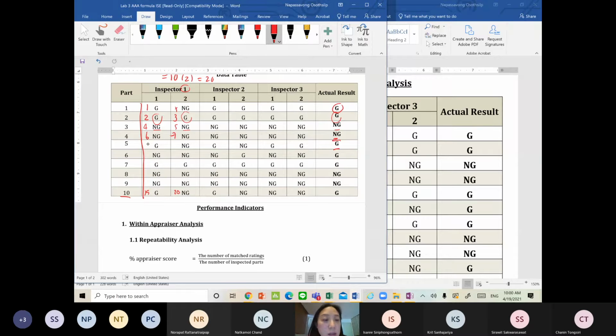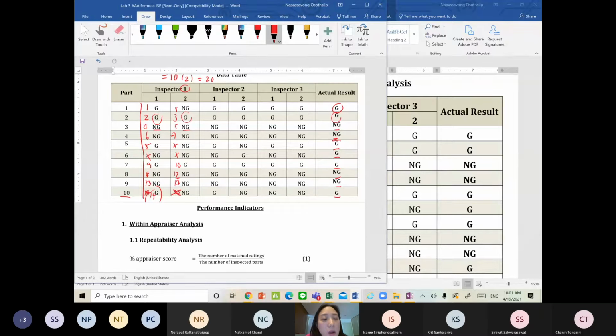The fifth one, G, this is correct, but this is not correct, so you do not count it. G, do not count. Do you follow me? G, correct. NG, correct. NG, correct. G, okay, 15 here, and it's not correct here. So out of 20 opportunities to make decision, he decided correctly 15 times.